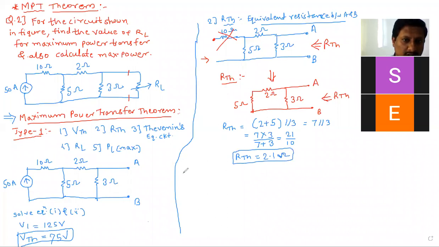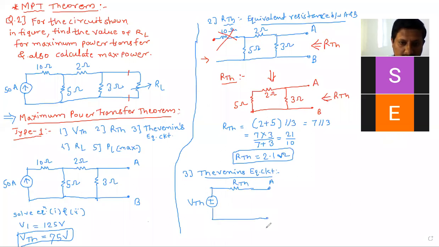So next we have to draw the Thevenin's equivalent circuit along with RL. So this is plus minus VTH. This is RTH. This is the A terminal. This is the B terminal. And we have to connect the variable load resistor, and that value we have to find out. So what is VTH here? What answer did you get for VTH? That you can note down here. That is 75 volt. RTH we got 2.1 ohm. So this is Thevenin's equivalent circuit.